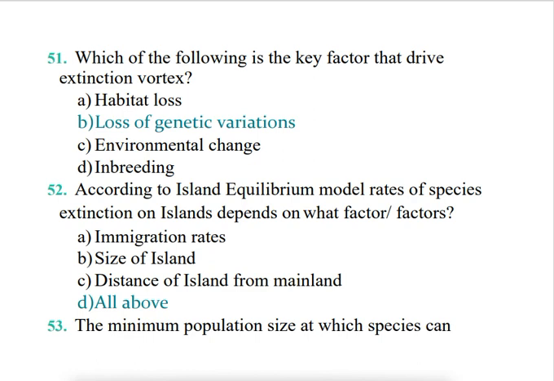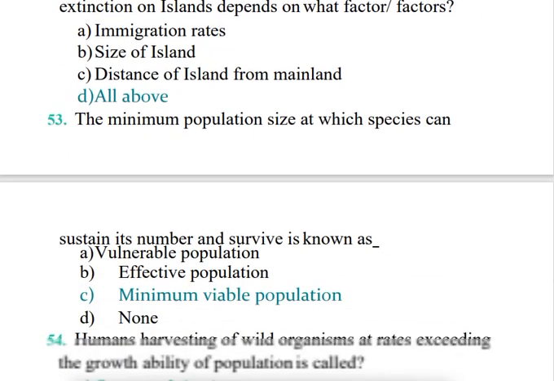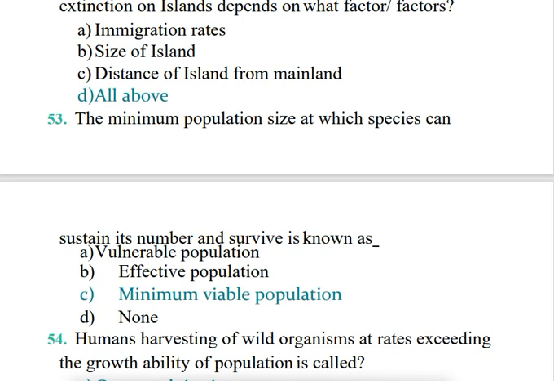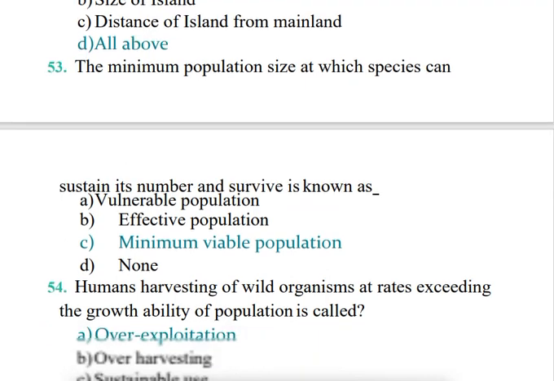Next question: according to the island equilibrium model, rates of species extinction on an island depend on what factors? These are the three factors: immigration rates, size of the island, and distance of the island from the mainland. These three factors are responsible for island species extinction rates. Next question: the minimum population size at which a species can sustain its numbers and survive is the minimum viable population.